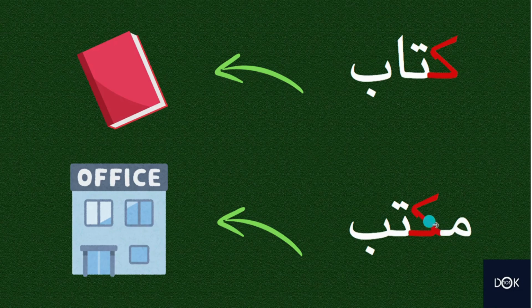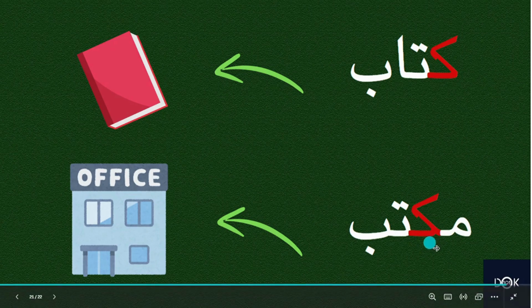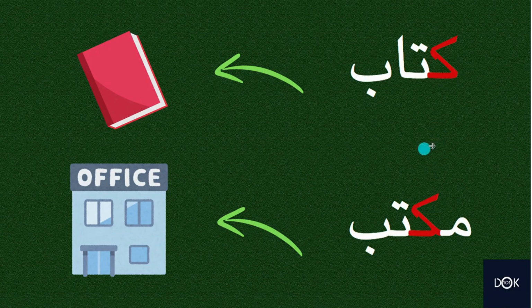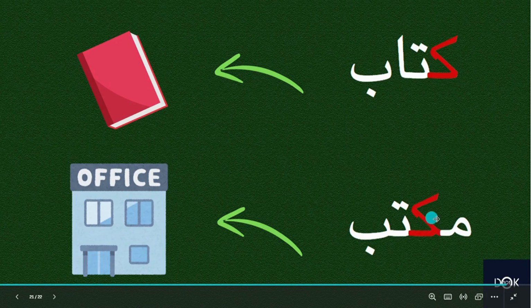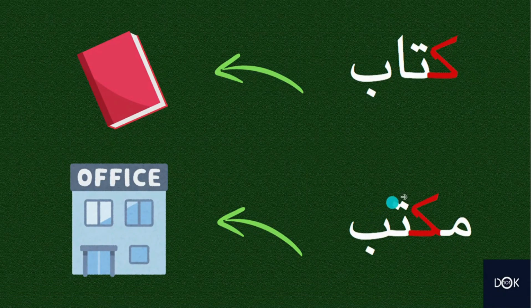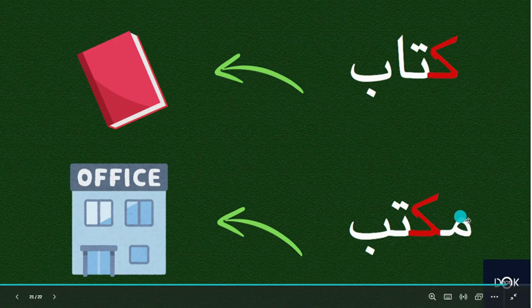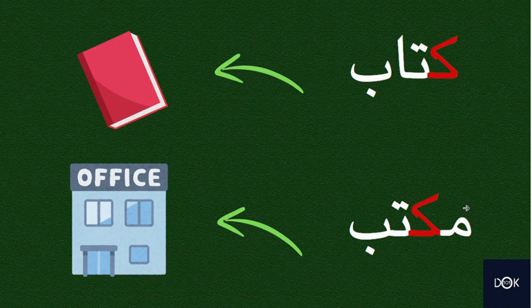The next example is maktab, which is an office. We see that kaf is in the middle of the word, and again it has the same shape as at the beginning. Maktab, it is joined to the letter before it as well as the letter after it. So kaf, ta, ba. And we have not learned this letter yet, but we will in the next part, inshallah. And that's it for the letters in part 3.